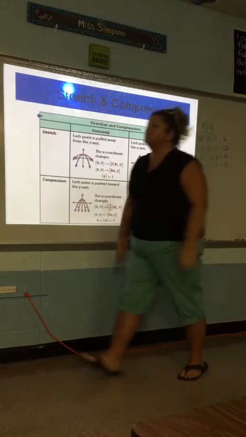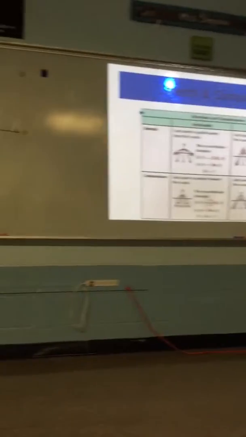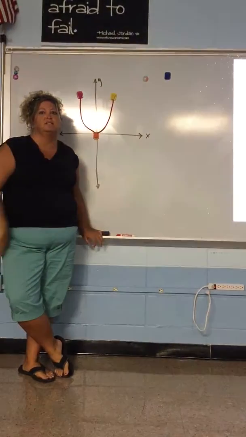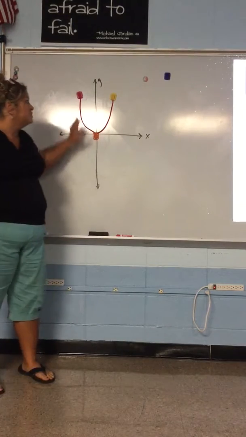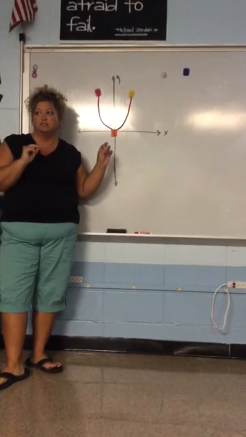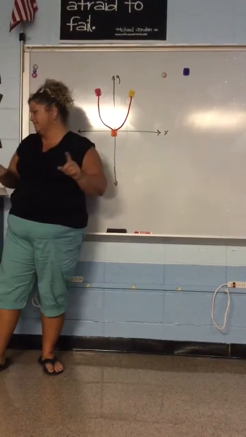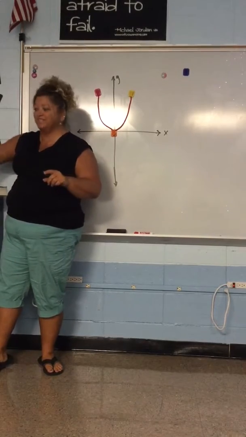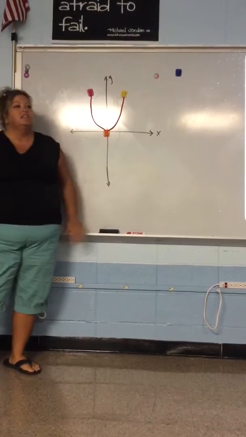Okay, all right, so let's look at this. What kind of shape is this one? A U? It's a parabola. Okay, so when we think about stretches and compressions, this is a parabola. We will work with these a lot. You'll get used to that word.